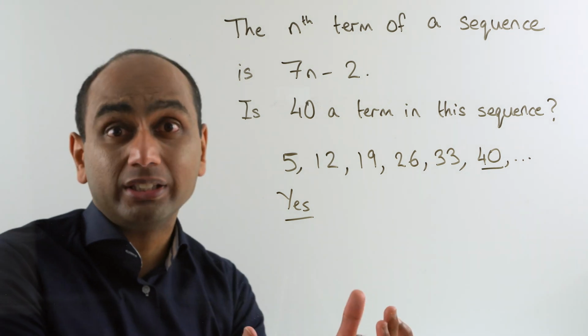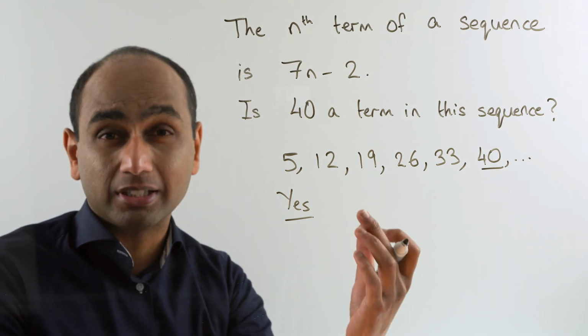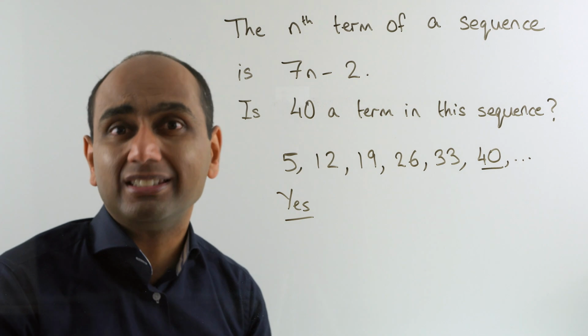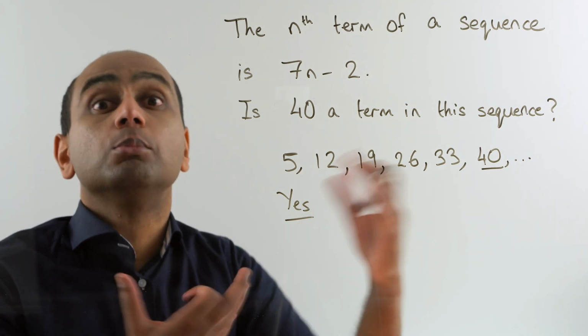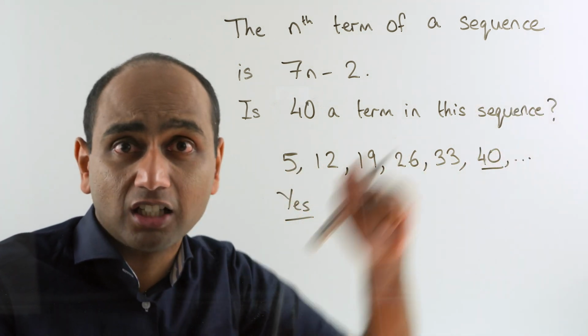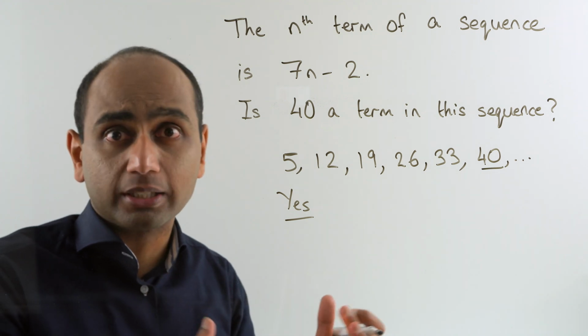But this is quite a long-winded way of going about it, especially if instead of looking to see whether 40 was a term in this sequence, imagine the question said, is the number 420 going to be a term in this sequence, or some really large number? We wouldn't want to list out the sequence going all the way up to some really large number. That would be a lot of work. So let's see if we can do this a different way.